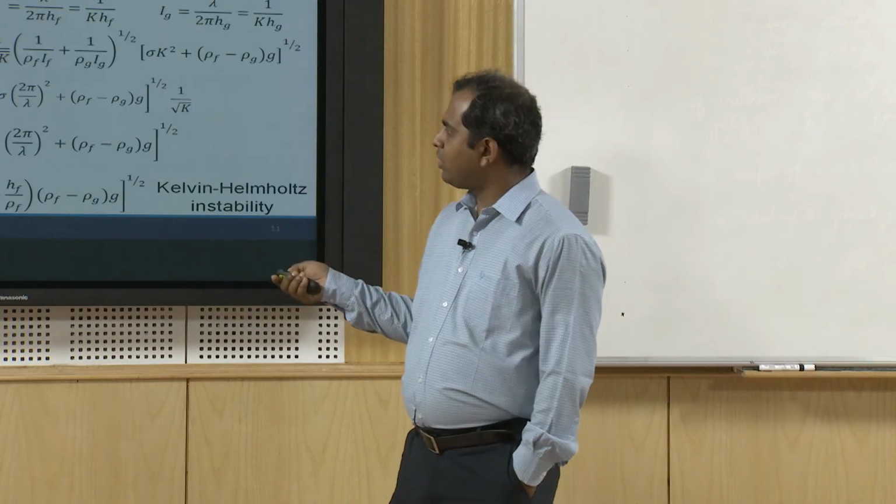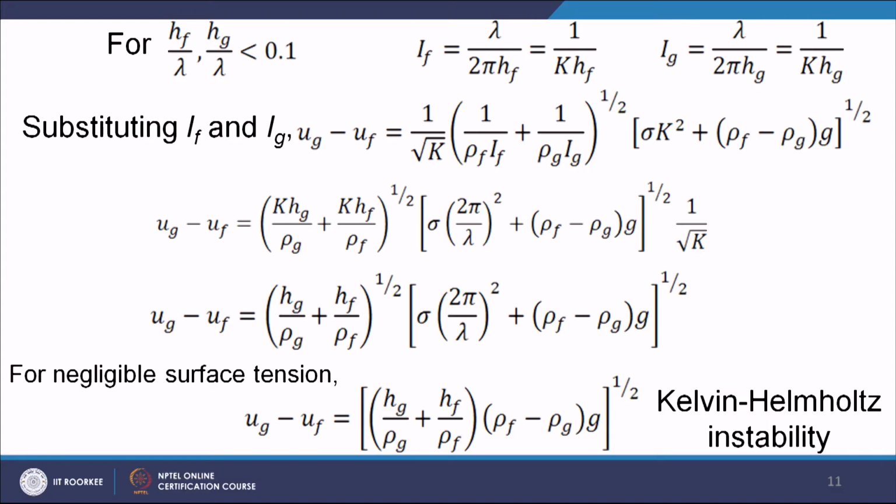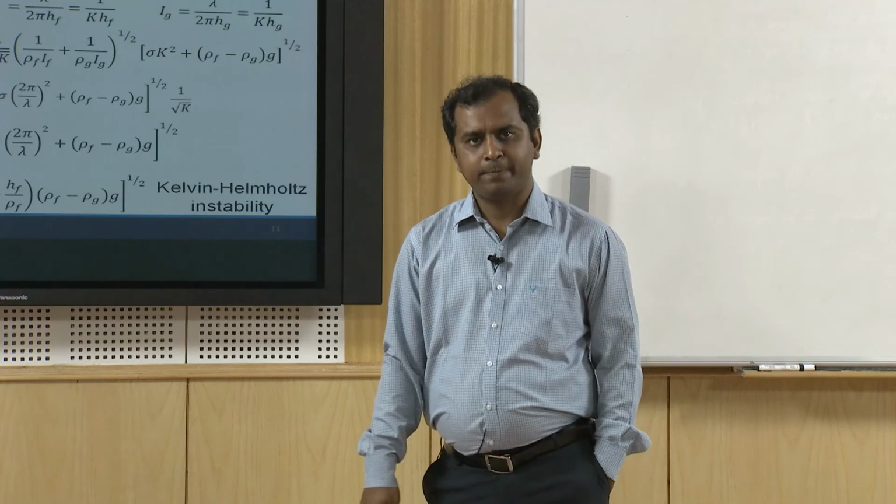Now, if you go for negligible surface tension, so make this surface tension 0, you will be led towards Hg by rho g plus Hf by rho f into rho f minus rho g into g to the power half. If you remember your knowledge of fluid mechanics, this is very typically the expression we see in case of Kelvin-Helmholtz stability. So, basically for long wavelength that will be dominated by Kelvin-Helmholtz stability, right.